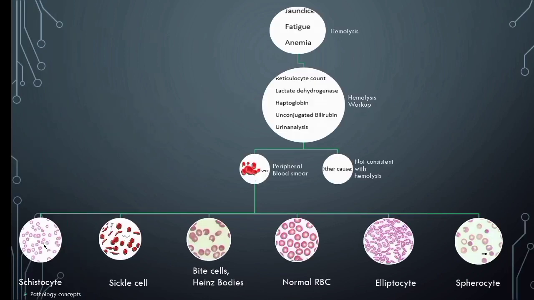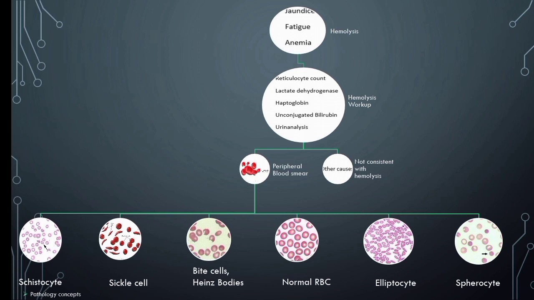When you suspect a patient for hemolytic anemia, then check for the clinical concerns of hemolysis like jaundice, anemia and fatigue. Go for initial hemolysis workup, which includes reticulocyte, lactate dehydrogenase, haptoglobin, unconjugated bilirubin, urine analysis. The features of hemolysis are increased reticulocyte count, increased LDH, decreased haptoglobin, increased unconjugated bilirubin, urobilinogen and blood in the urine.